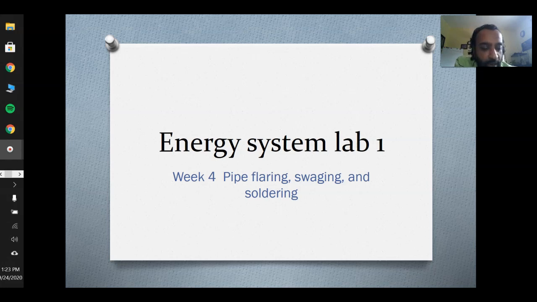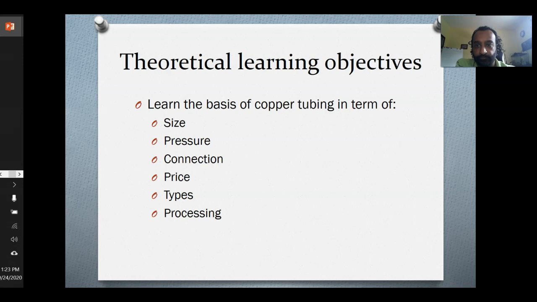So let's talk about some theoretical background in this lab. We'll talk about copper pipe, and we should learn it. Pipe and tube are the same thing. They are used interchangeably, but from what I understand, tubing is more flexible than pipes.